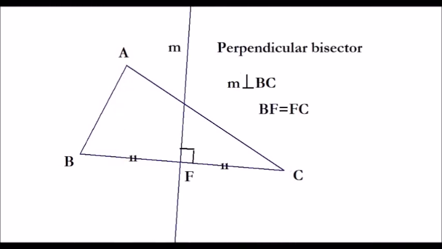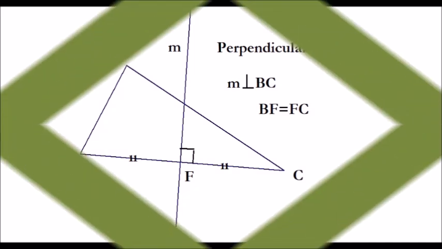Perpendicular bisector. We can see that the line M is perpendicular to the side BC. And also BF equals FC.